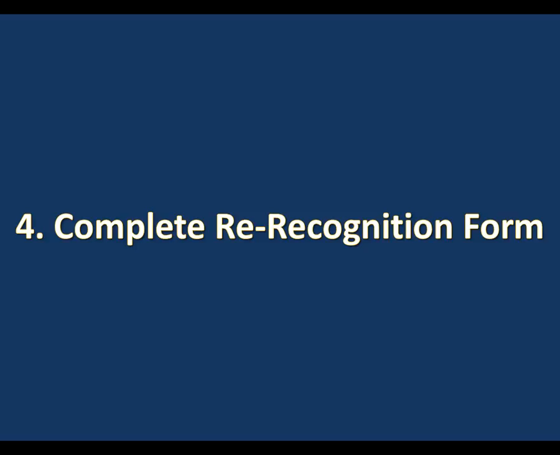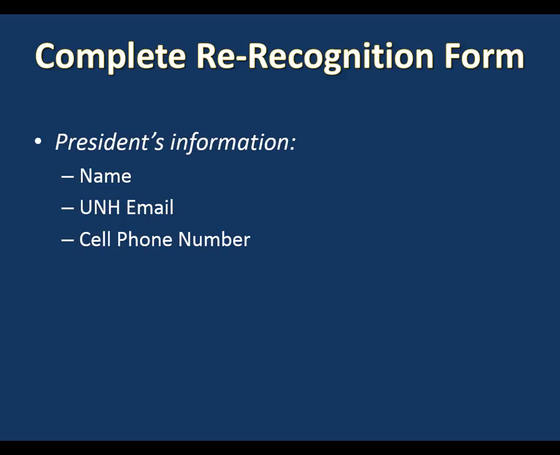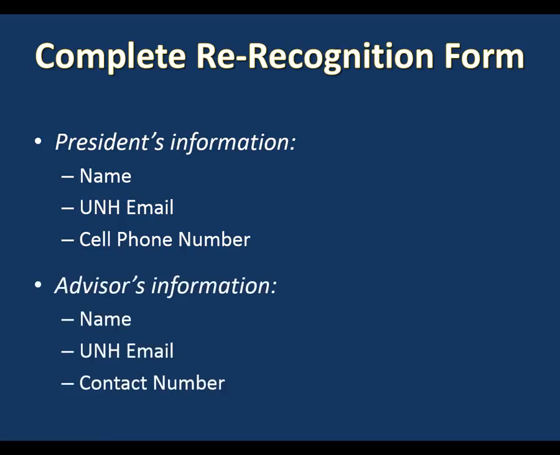Finally, you'll need to complete the re-recognition form on Charger Connection. If you are already logged into Charger Connection through your RSO account, click on the link below to open it. You'll need to include the current or new president's name, UNH email address, and cell phone number. If you'd like to receive text message notifications for major due dates, please follow the steps indicated on the form to activate. We will also need your current or new advisor's name, UNH email, and office or mobile phone number.